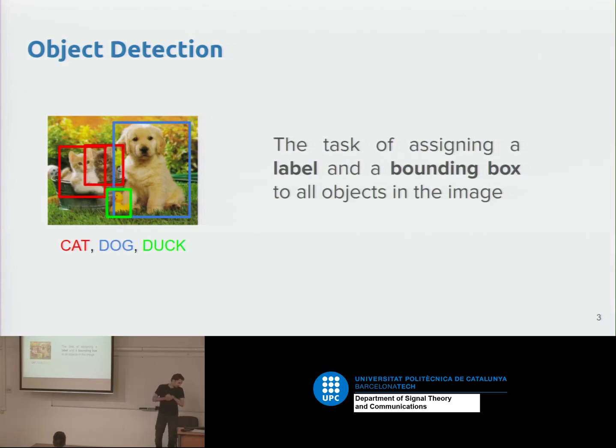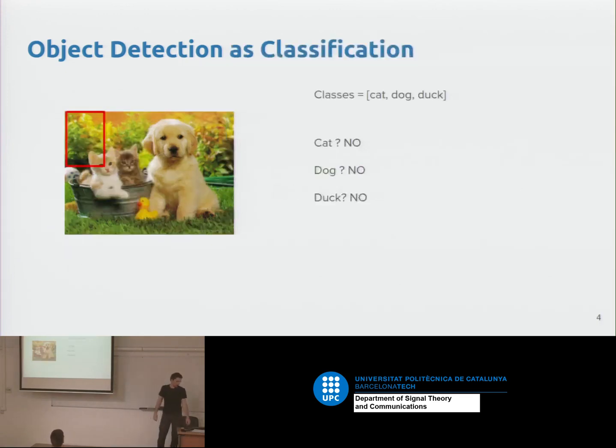Object detection is a traditional task in computer vision, and it's basically the task of detecting all the objects in an image and assigning them a bounding box and a label. So real quick, you have already done the image classification problem with Xavi, and we will treat object detection as a similar task.